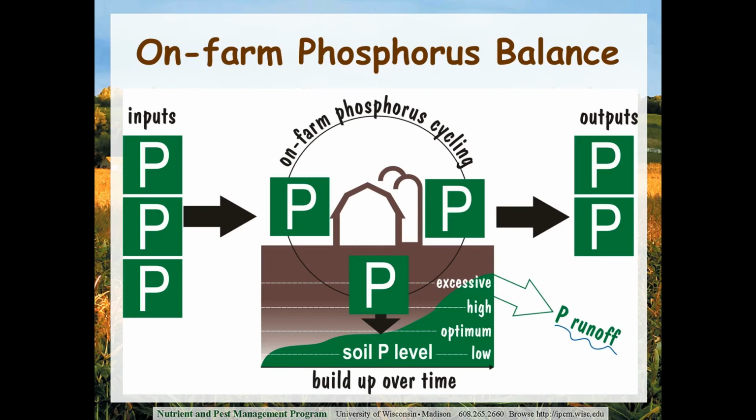Again, the soil has a high affinity for phosphorus and can hold that phosphorus, and we can utilize it as a fertilizer resource. However, the potential for detrimental impact if we have any erosion or runoff from these fields is going to be greater if we're dealing with fields that are excessively high in soil test phosphorus than those fields which are optimum or lower for phosphorus. So that's an example of phosphorus cycling on the farm, inputs, outputs, and its impact on soil test values over time.